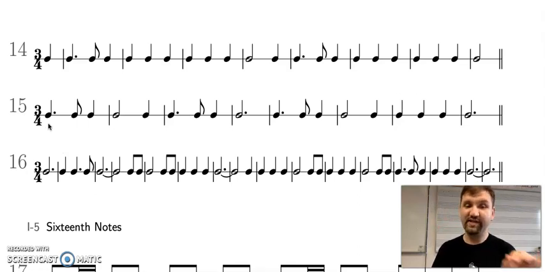We have the same figure we saw in measure 14, 1 and 3. So watch out for that. Let's count it together. Ready? And go.